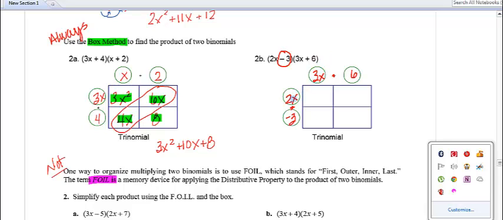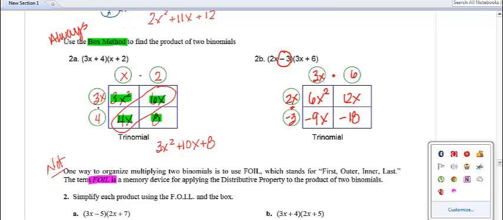So again, let's go back to our process here. 2x and 3x are going to fill this box. So 2 times 3 is 6, and x times x is x squared. And again, moving over to the next box, 2x times 6, that should fill in here. So I'm going to get 12x. And then again, let's fill in the last 2 spots. Negative 3 times 3x is going to give me negative 9x. And the last spot is negative 3 times 6, which is going to give me negative 18.